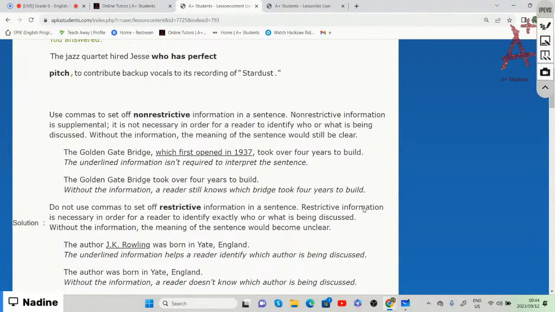That is why we say restrictive elements are not set off by any commas. Restrictive information is necessary in order for the reader to identify exactly who or what is being discussed. And without the information, the meaning of the sentence would become unclear. So we need a bit of added information. It's like the example that we made of the teacher that is retiring, right? The added information about the teacher who is retiring told us who or what is being discussed. And without that, it wouldn't have been clear.